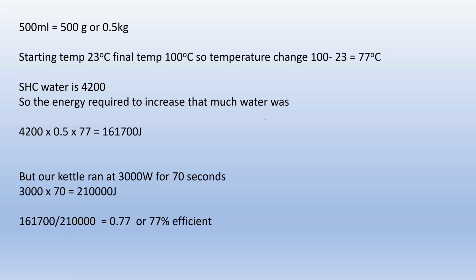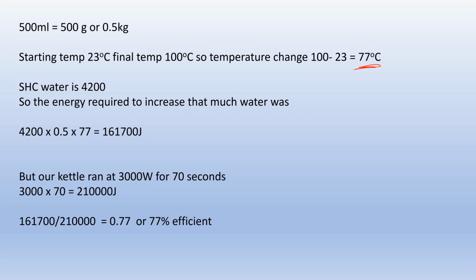Okay, so I put in 500 millilitres of water. Now 500 millilitres, handily, is 500 grams. 1 millilitre is 1 gram, so 500 millilitres is 500 grams, or half a kilogram. We saw that I measured the temperature and it was 23 degrees at the start. At the end it was 100 degrees because it boiled. So we had a temperature change of 100 minus 23 gives us a nice 77 degrees.